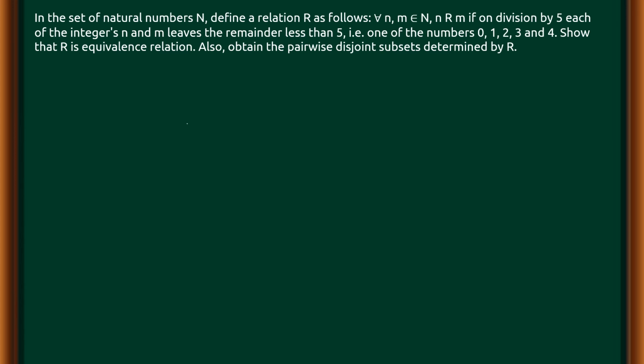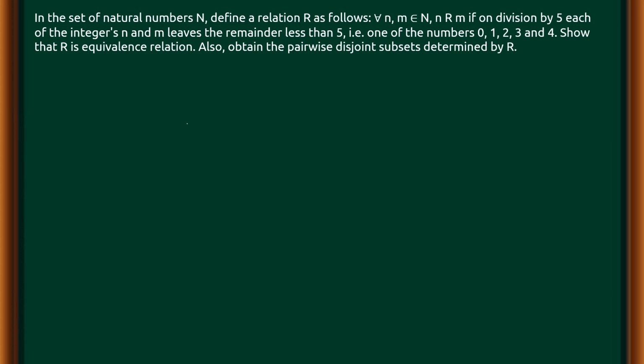Okay, here we have been asked that there is a set of natural numbers and a relation has been defined on the natural numbers where n and m belong to natural numbers and n is related with m, where you divide n and m by 5 and it leaves an integer which is 0, 1, 2, 3, 4 and 5, basically integers which are less than 5.